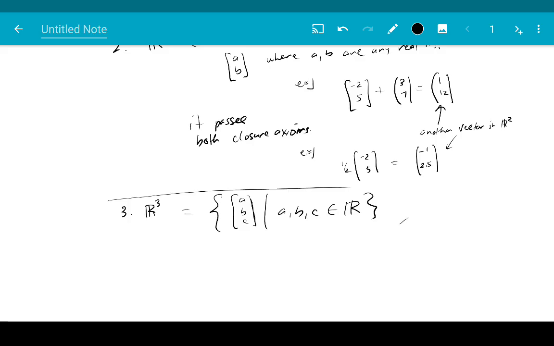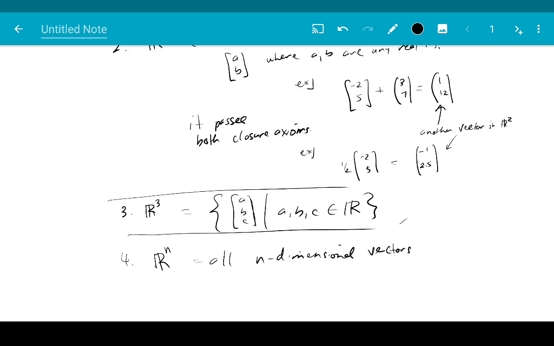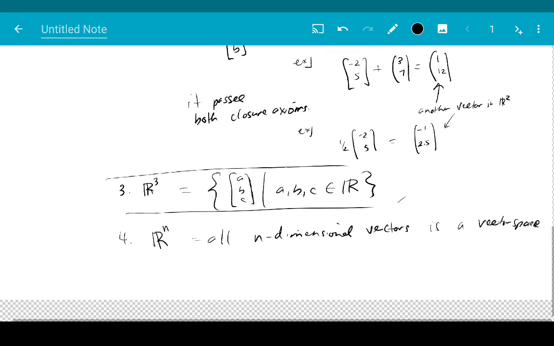Okay, so in fact, how about this? Why don't we just use as our 4th example, so I don't have to keep telling you different powers of R, let's just do Rn. In other words, this equals the set of all n-dimensional vectors, where n could be any positive whole number. This is always a vector space. It's one of our famous examples. So really R2 and R3 and R are special cases of this family. It's like a family of vector spaces.